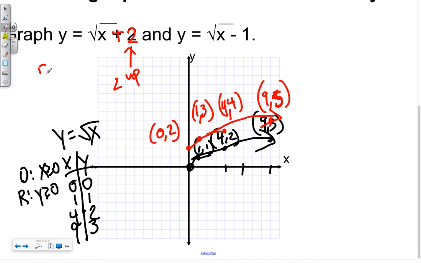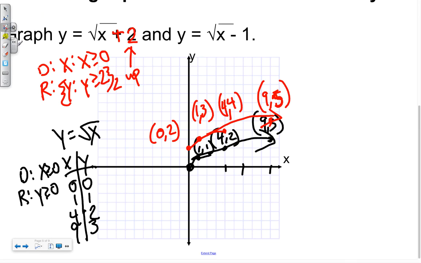Okay, so the domain, we didn't move left or right, so your domain is still x is greater than or equal to 0, and the range, we moved up 2, so your y is now greater than or equal to 2. Sorry about the mess up before. Okay, moving on to when it's minus 1.